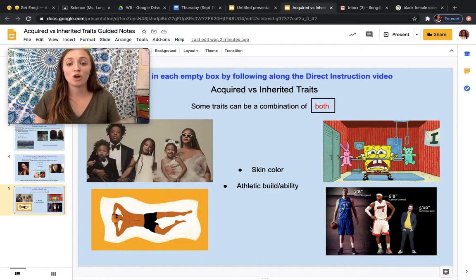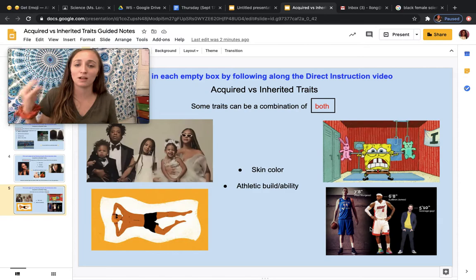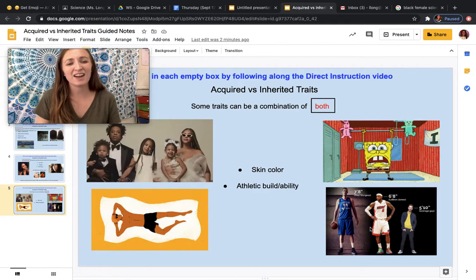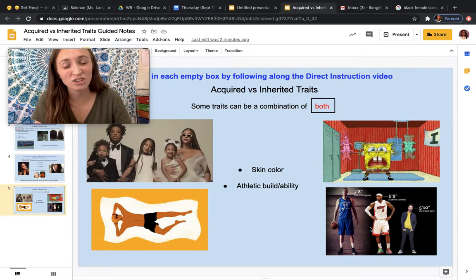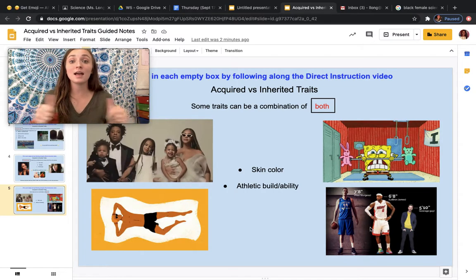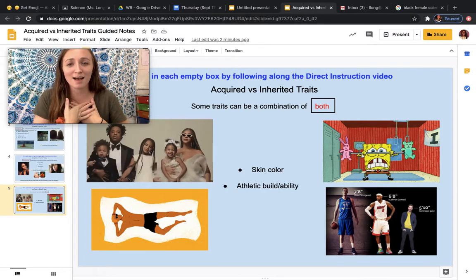Okay, so tomorrow we are going to get a little bit of practice identifying the differences between acquired and inherited traits. I don't think this is anything too difficult, so we should be good. But if you have any questions at all, hit me up. It's what I'm here for.